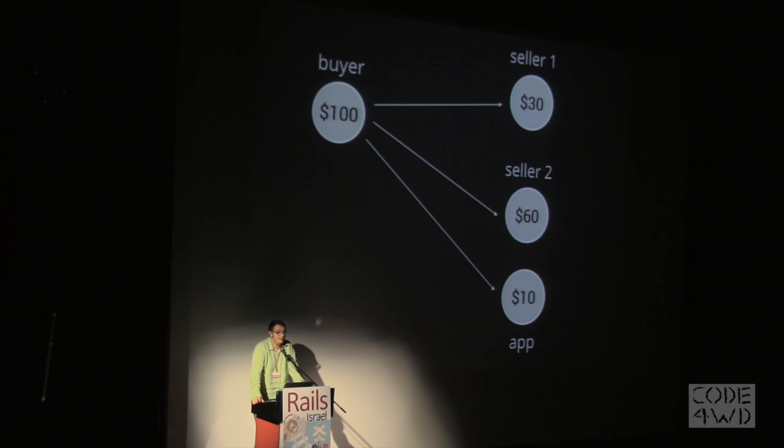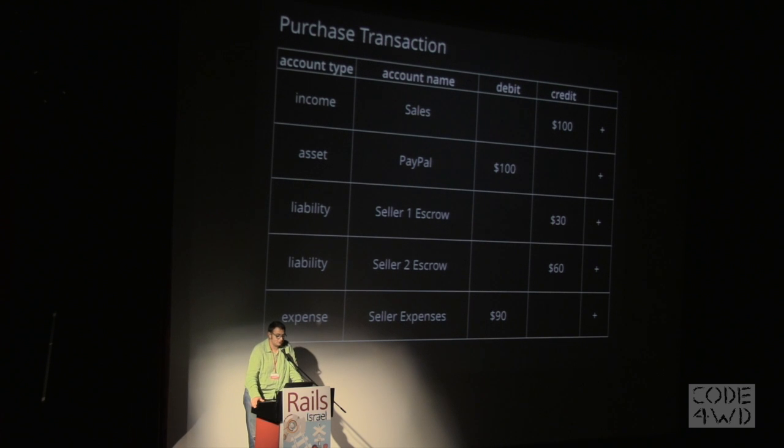We have one buyer and we have two sellers. One gets $30, another gets $60, and we record a $10 profit in this particular sale. So the purchase transaction will look like that. We will credit an income account that we are going to call sales, and the final balance of this account will always show us how many sales we have done so far.